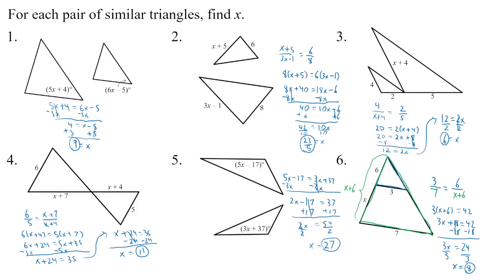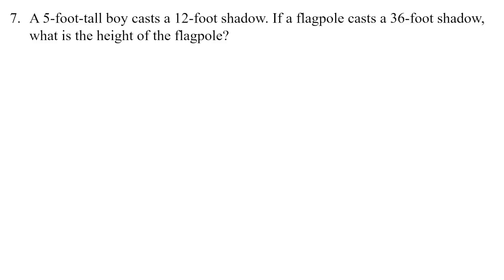So the main thing to remember is that when the triangles are similar, angles are congruent and sides are proportional. We have demonstrated this solving these problems. But now we're going to take it one step further with word problems. Let's say a 5-foot tall boy casts a 12-foot shadow. If a flagpole casts a 36-foot shadow, what is the height of the flagpole?